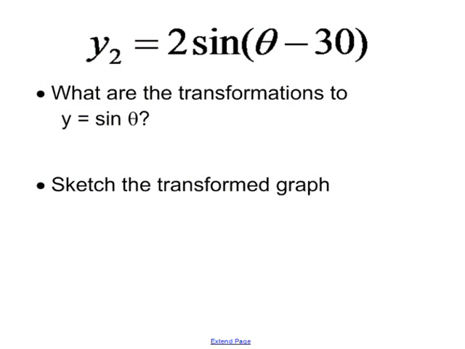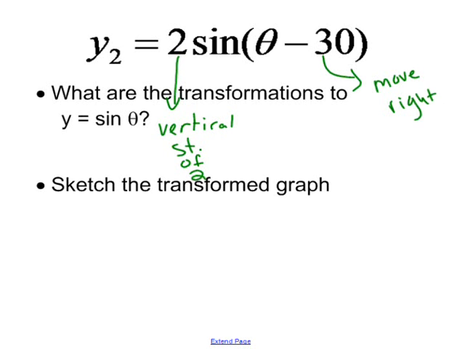All right, let's look at this transformation. What does the 2 do? Well, that's a vertical stretch of 2. And the minus 30, since it's happening inside, is going to move everything right 30 degrees.